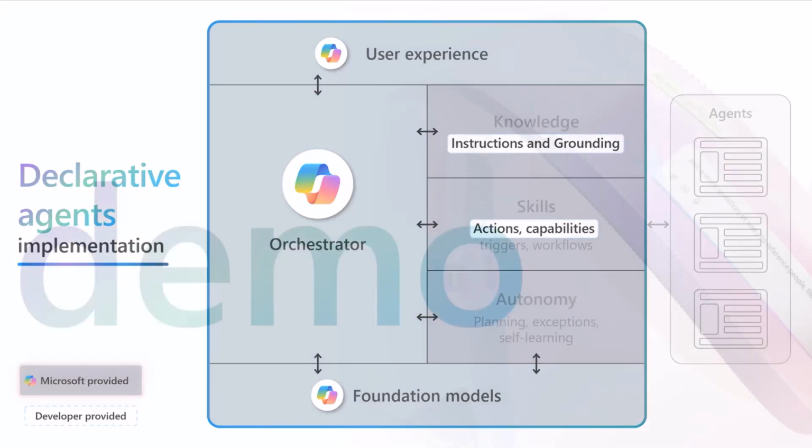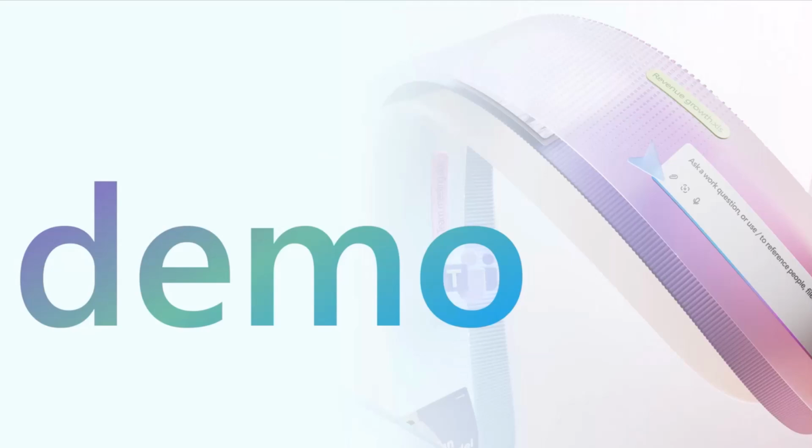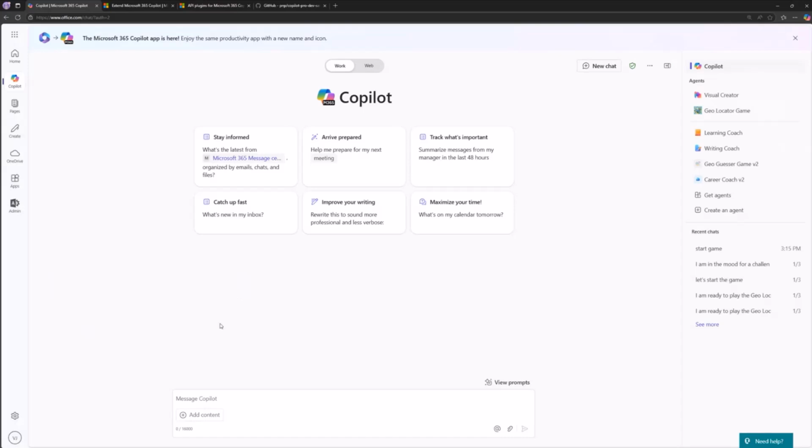So let's actually have a demo on this one. Let's jump into a demo, spend some time in Copilot, and create a custom declarative Copilot in Teams Toolkit as well, so we understand how this works. So let me jump into the Copilot side.